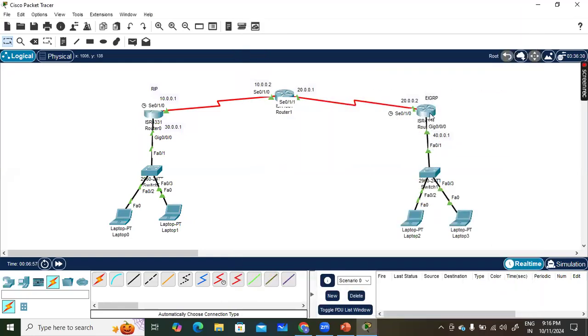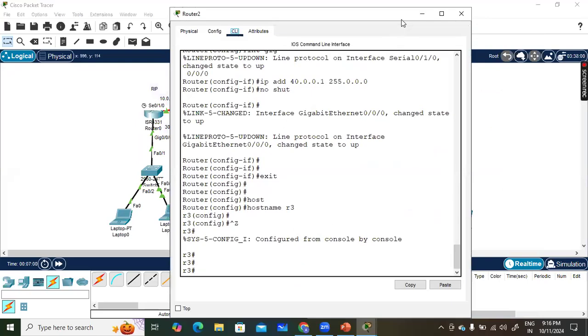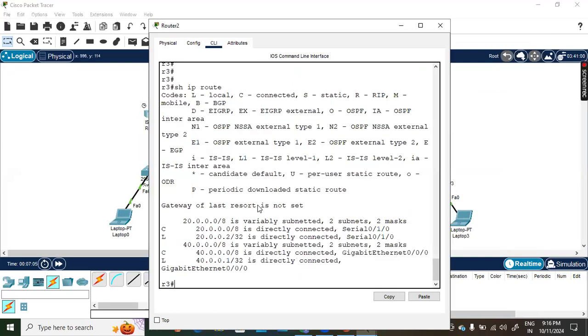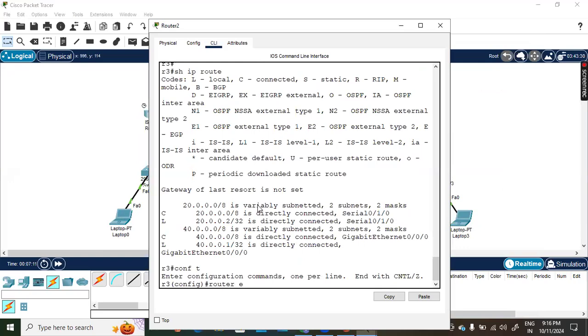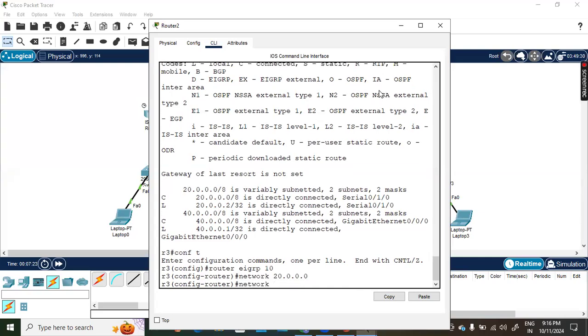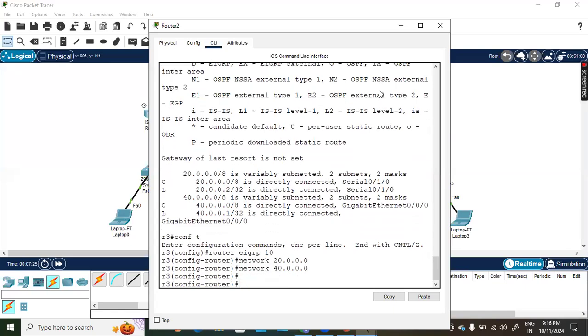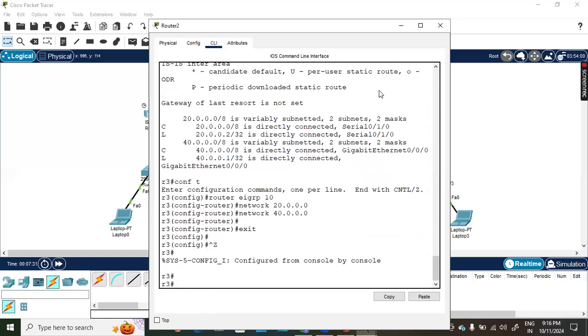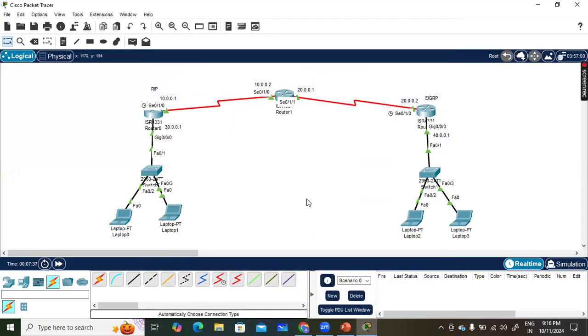Now let's come to another. On router 3, show IP route, 20 and 40. Configure terminal, router EIGRP, autonomous number 10, enter, network 20, enter, network 40, like this. Press enter and then exit. Okay, clear? Is everything clear to everyone till here? Yes, sir.